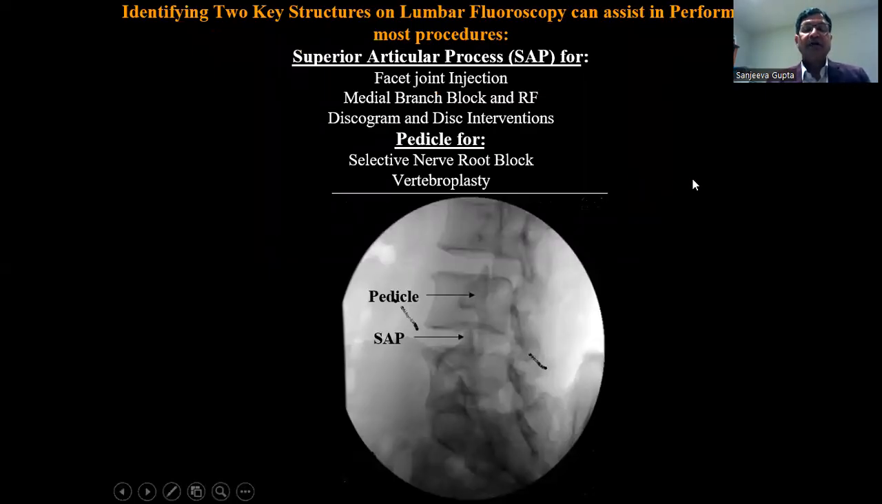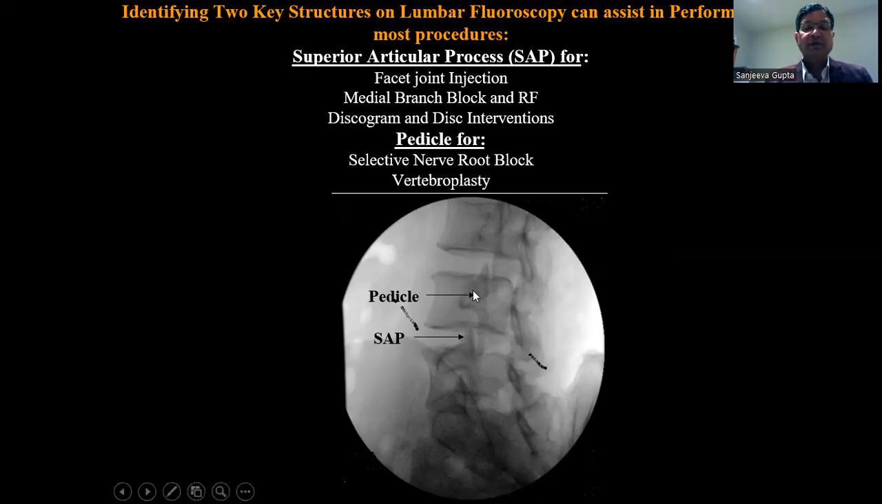Identifying two key structures at the lumbar level should help you to do almost all the procedures at the lumbar level. So say, for example, superior articular process. If you identify the superior articular process, then you know the facet joint injection can be done, medial branch block can be done, and discogram can be done by entering the disc just in front and the middle of the disc. Say, for example, here it may be better. At that point, just in front of the superior articular process in the center of the disc, you enter, go along, then hit the superior articular process and then change the direction of the needle and go below, go past the superior articular process into the disc.